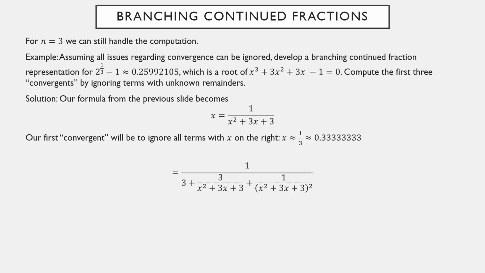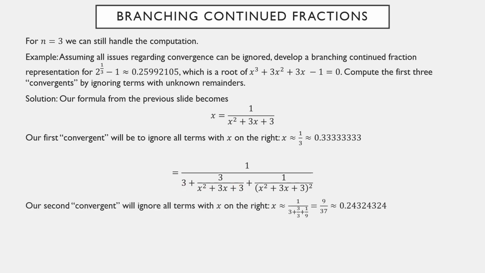But now if I substitute in x again, we get x squared. There's my 1 over that thing squared. Here's 3x, and here's the constant 3. If we ignore all of the x's, we end up with 1 over 3 plus 3 over 3 plus 1 over 9. And that works out to be about 0.24, which is getting closer to the cube root of 2 minus 1.